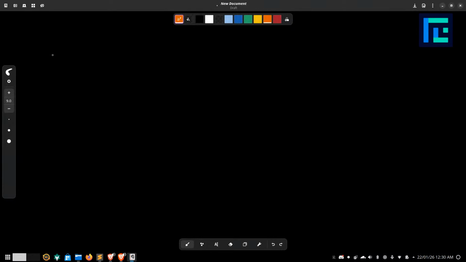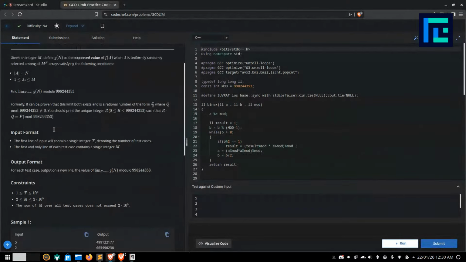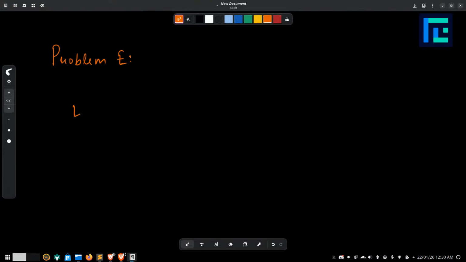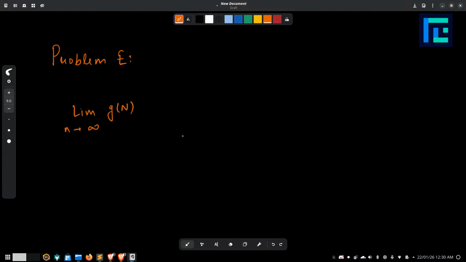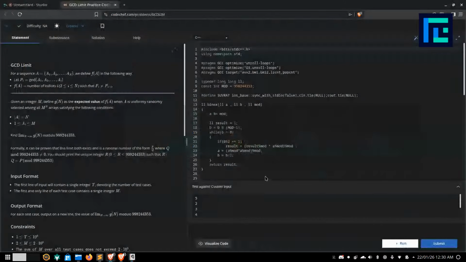So, problem E. Here we basically need to find the limit of g of n as n tends to infinity. Let's not care about the mod, that is secondary. And what is g of n? G of n is the expected value of f of a.